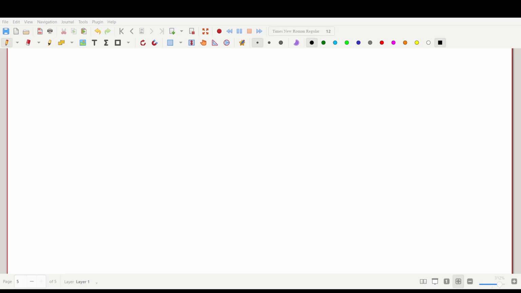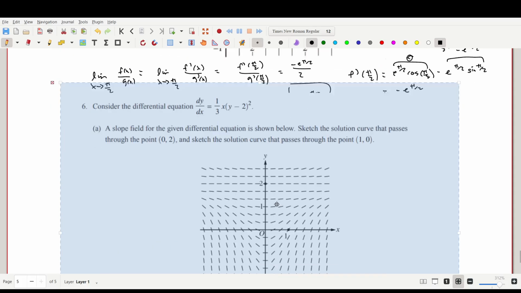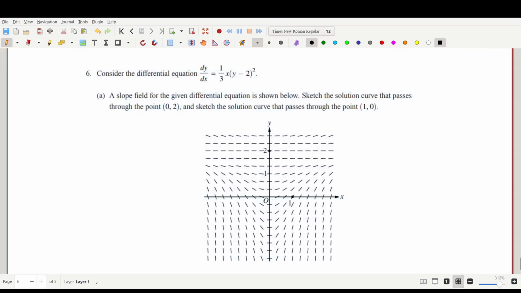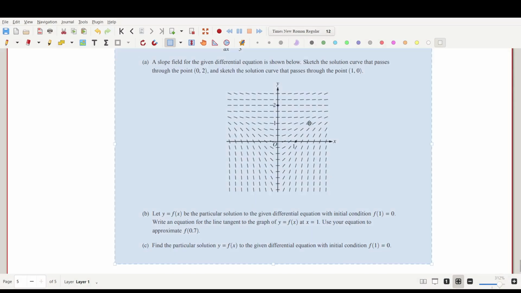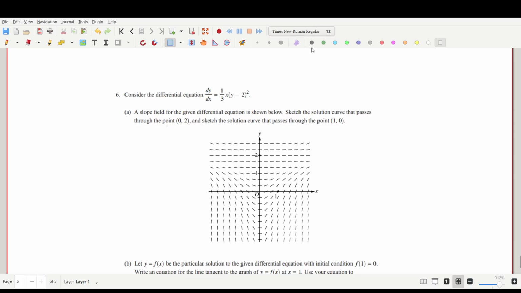Got one more. I'm not going to do BC today, I don't think. Consider the differential equation, with a slope field given, sketch the solution. I feel like they don't have you do that very much anymore, but maybe I'm wrong about that. Sketch the solution curves that go through 0, 2, so that looks like this, and 1, 0. Just draw it so it never crosshatches. It's really easy. Cool. Like that or something.